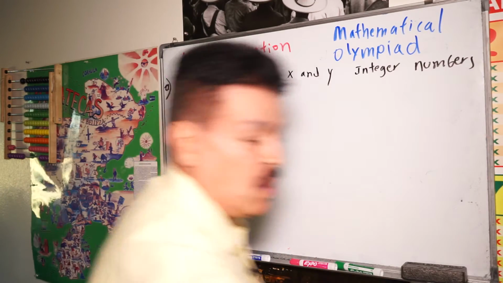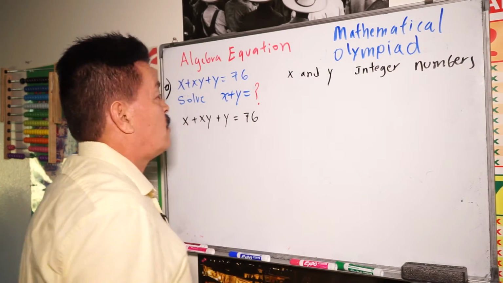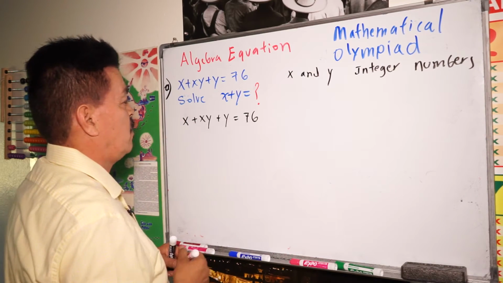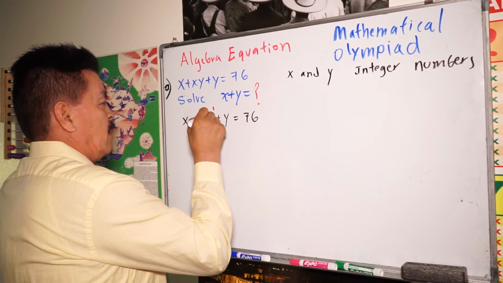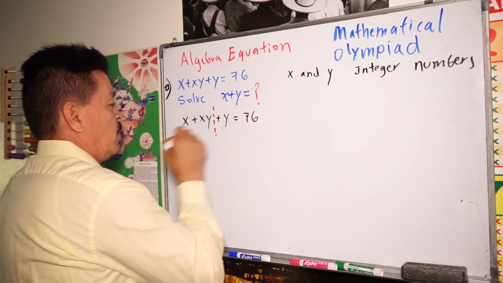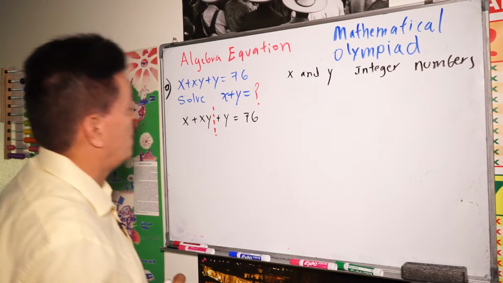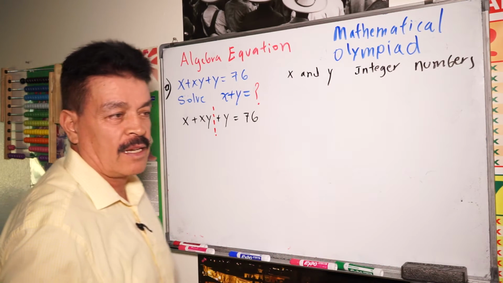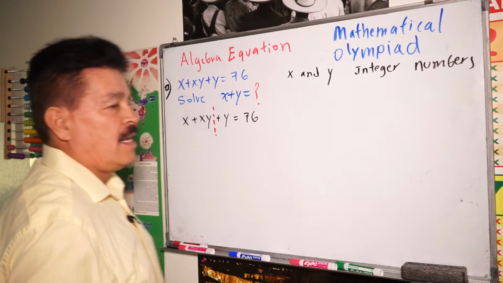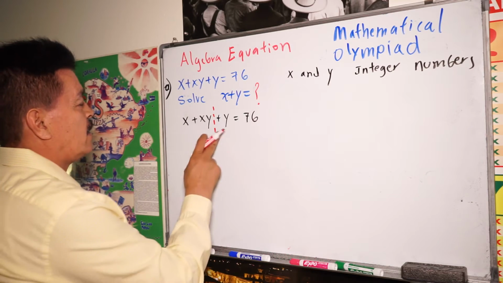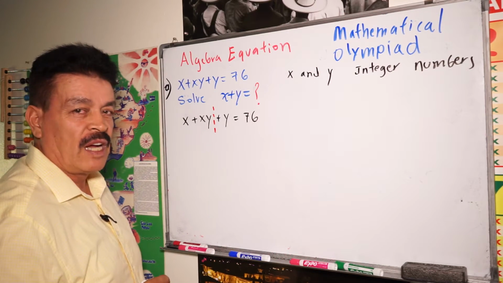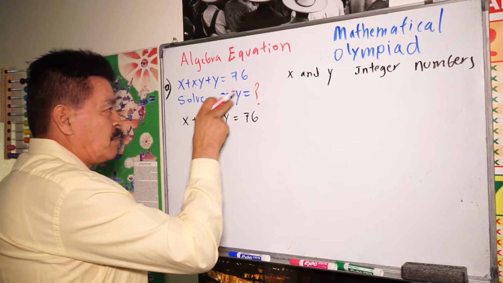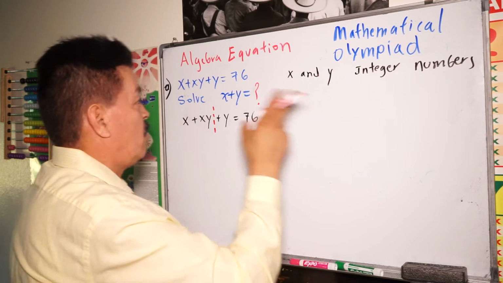Of course, we have to factorize this equation. We have two variables here. One is x and the other one is y. All right. Then how do we factorize this equation? Remember, we were looking for x plus y equals what? I don't know.